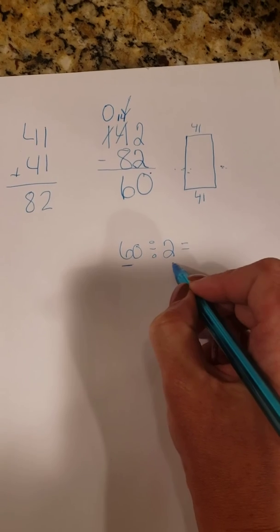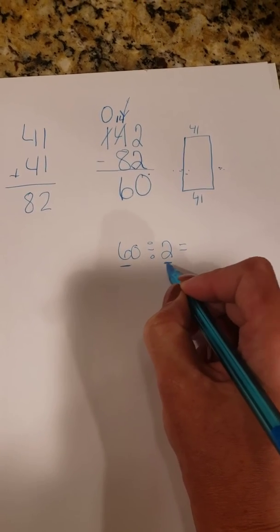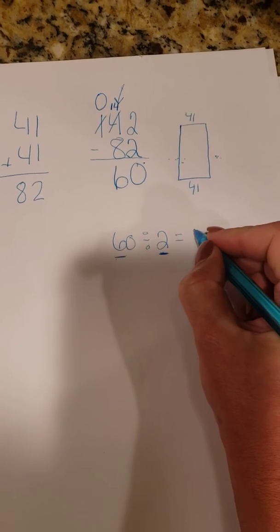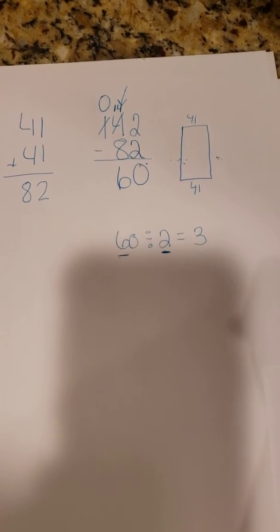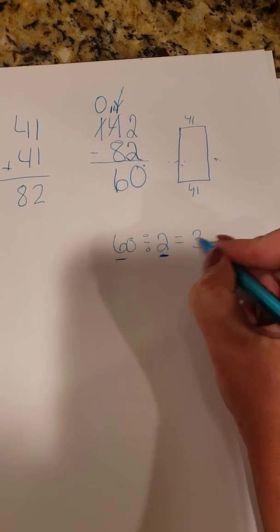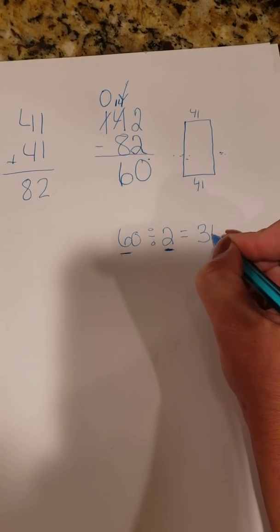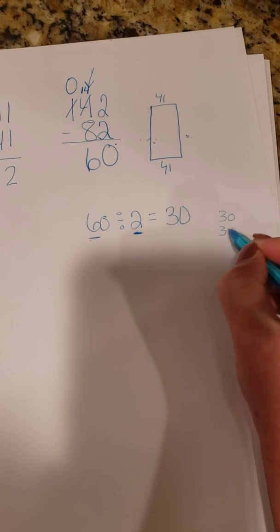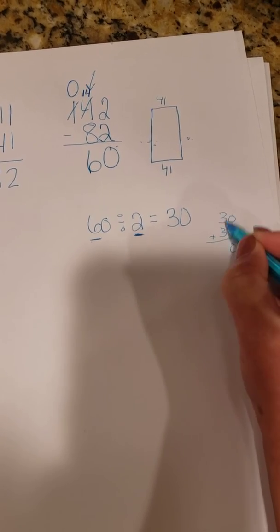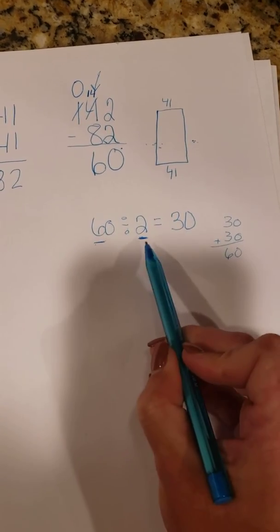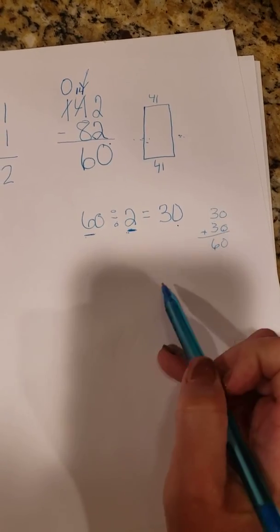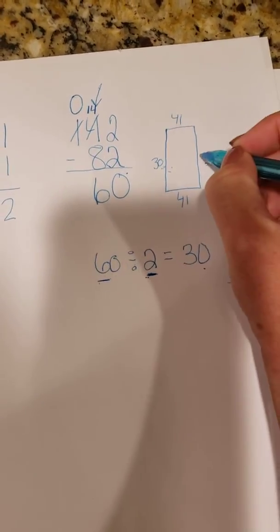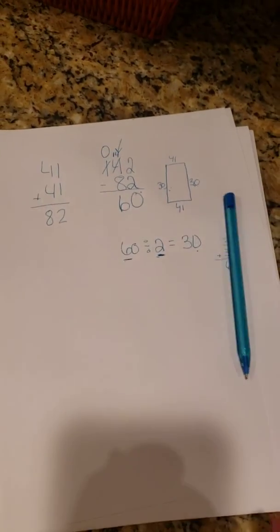I am going to go this way and look at my base numbers and say 6 divided by 2. I can do that in my head. And then because I didn't divide by another 0, I'm bringing that one over. If you wanted to check it, sure enough, 30 times 2, or 30 plus 30 is 60. So each of my sides must be 30 inches.